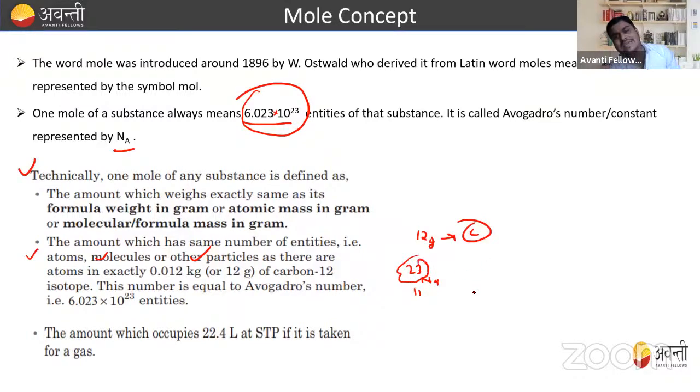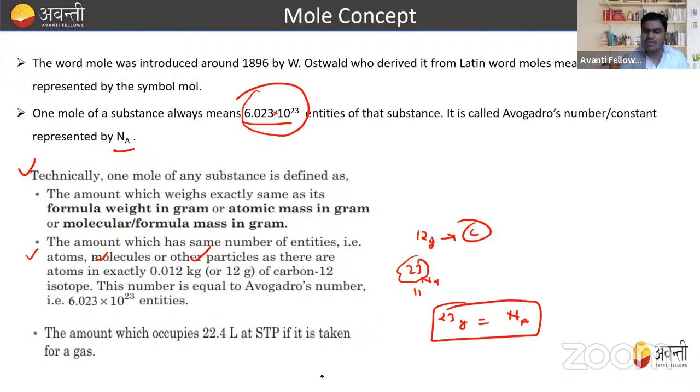So 23 gram of sodium is equal to Avogadro number, that is Na, right? So this is what you calculate, this is equal to Na. Similarly for magnesium. So just remember this one simple thing, that 1 mole is always equal to this. Later I'm going to discuss it as well, so just wait for a minute, then we'll discuss this as well.